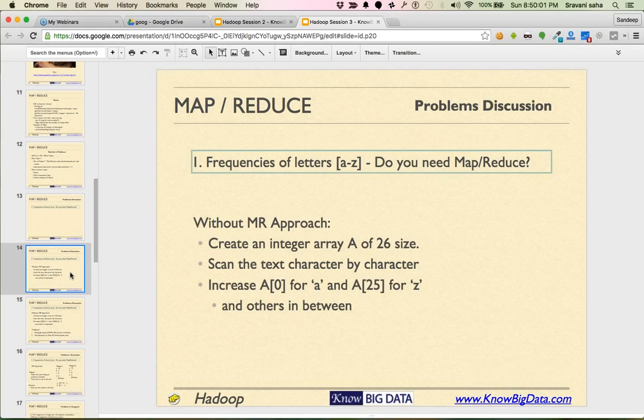Alright. Let me show you. It's a very straightforward approach. You create an array of integers, meaning 26 variables. Okay? And scan the text character by character. You increase the zeroth element of this array if you encounter small a or any a.